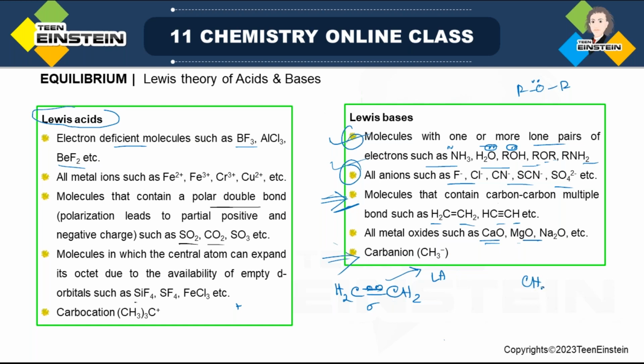CH3 minus is carrying a negative charge over carbon, so again it is basic. You can also consider it in the second point, but the second point examples are basically inorganic species. CH3 minus, though an anion, is an example from organic chemistry, so that is why it is mentioned separately. But it is also a type of anion, and you can consider it in the second point also. So these are the examples of Lewis bases and Lewis acids, right?